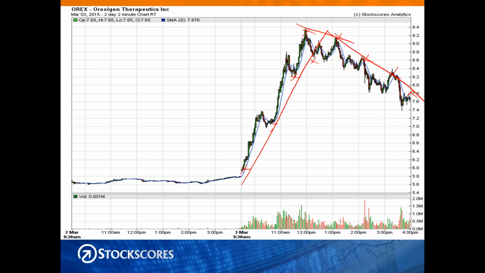We want to be a buyer or an owner when there's optimism. We want to be a seller when there's pessimism. And so when you switch from rising bottoms to falling tops, breaking down through support, you want to be a seller. And vice versa, if this stock had been moving lower, when you switch from falling tops to rising bottoms, you want to be a buyer.